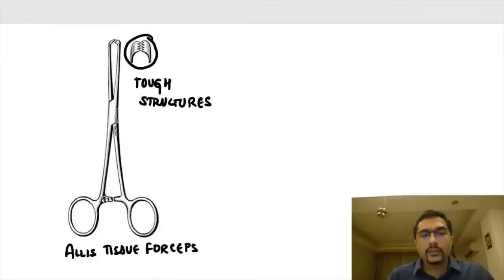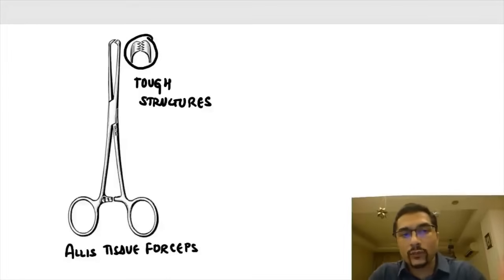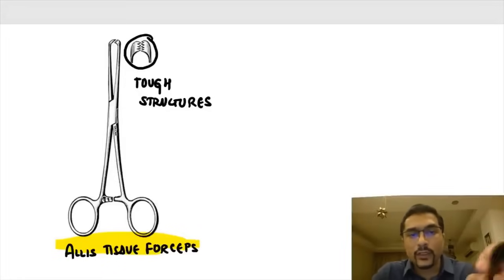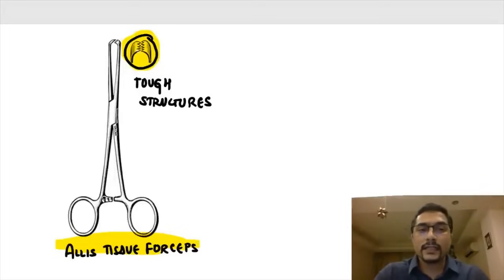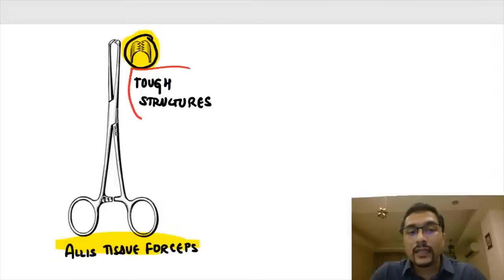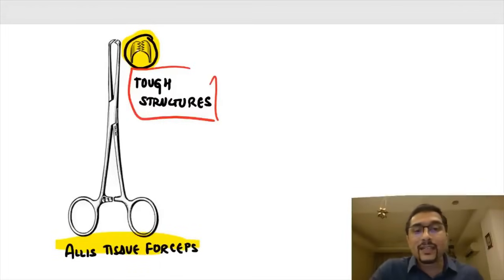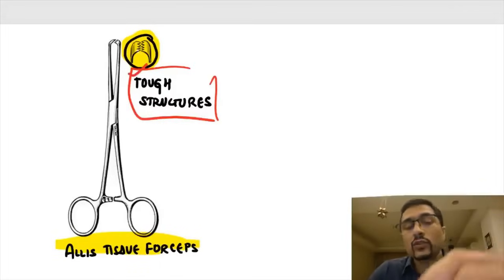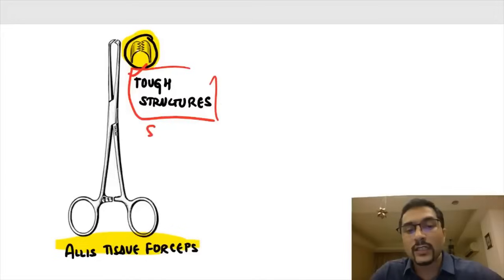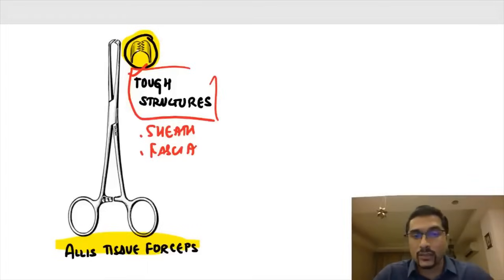The other options, this one was an Allis tissue forceps. This has also been asked. How do you identify Allis tissue forceps? You will see these teeth at the tip, right? And because there are teeth there, it can cause trauma. So you will not use it in delicate structures. You will use it to hold tough structures like the sheath or the fascia. You will not hold delicate structures with Allis forceps.